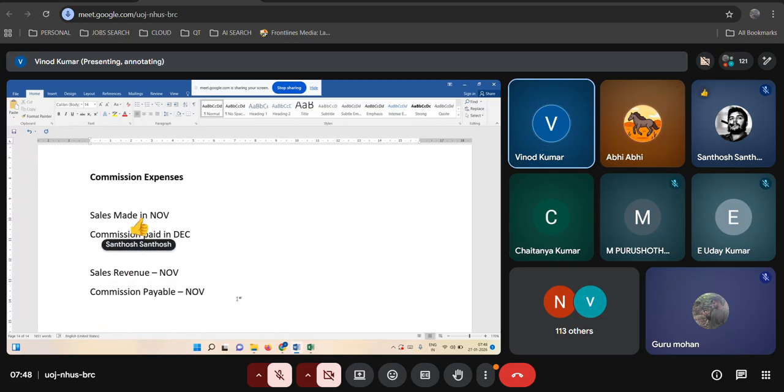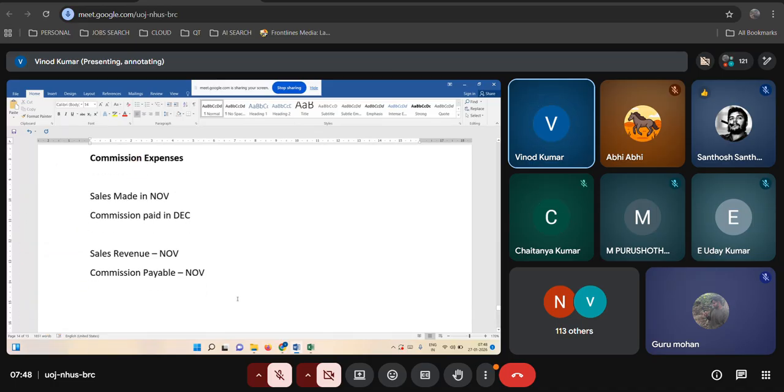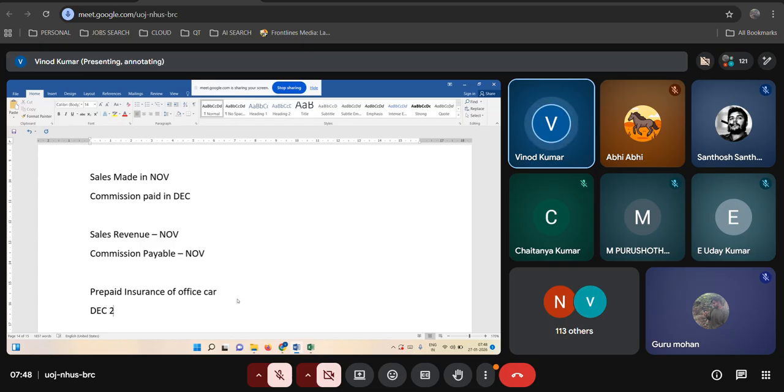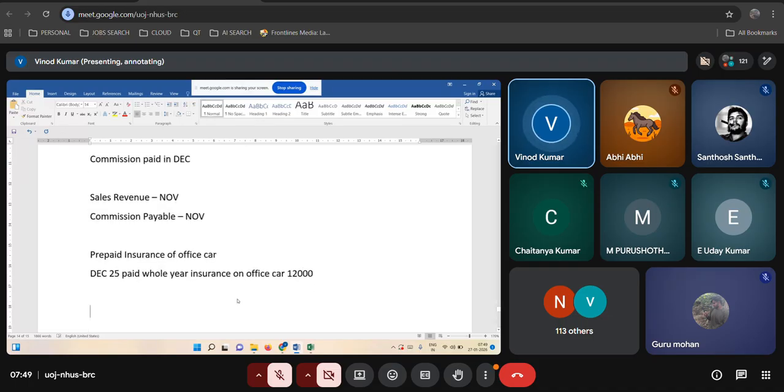One more example: assume there is prepaid insurance for an office car. On December 25, paid the whole year insurance on the office car, 12,000 rupees. So this insurance amount pertains to which months, guys? From which month to which month?